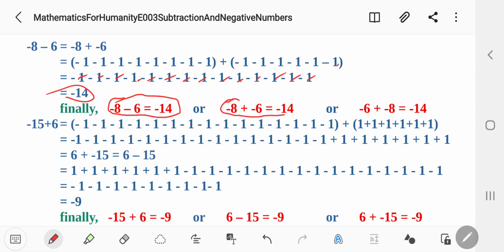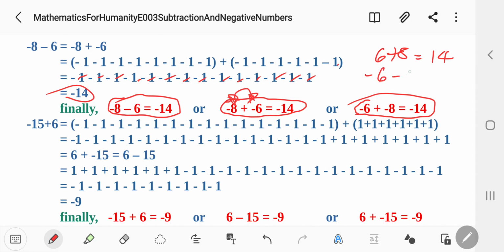You can also write this as negative 8 plus negative 6 equals negative 14, or you can write this as negative 6 plus negative 8, because you can interchange the two numbers when you add two numbers. So negative 6 plus negative 8 is equal to negative 14. And of course, you know that 6 plus 8 is equal to 14, right? So if you change all the signs, negative 6 minus 8 is equal to negative 14. That's the logic there.